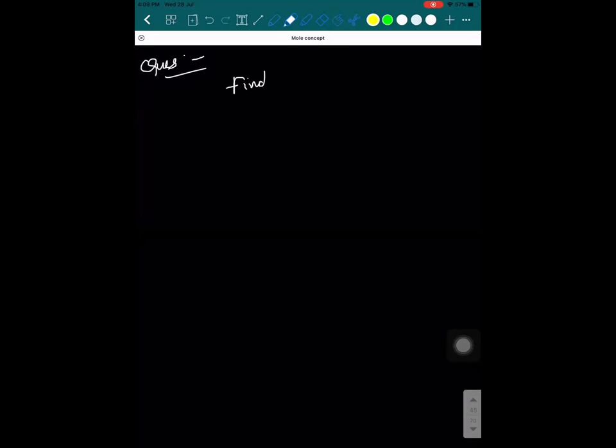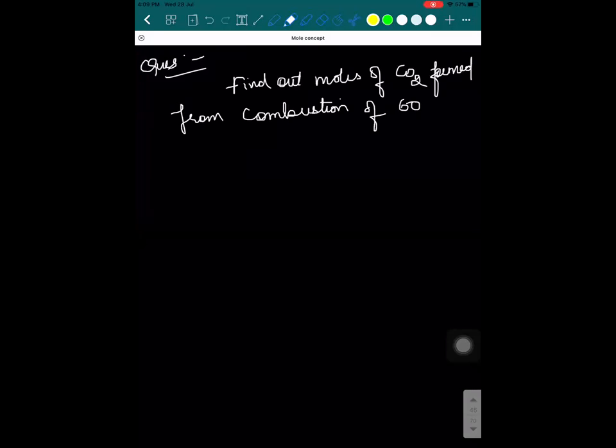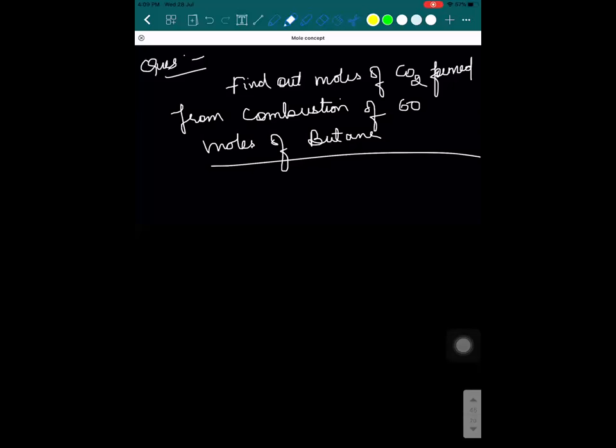Find out the moles of CO2 formed from combustion of 60 moles of butane. Do it by yourself. With 60 moles of butane, say how many moles of CO2 you will produce. Write the reaction by yourself. Apply POAC. Everything you have to do by yourself.